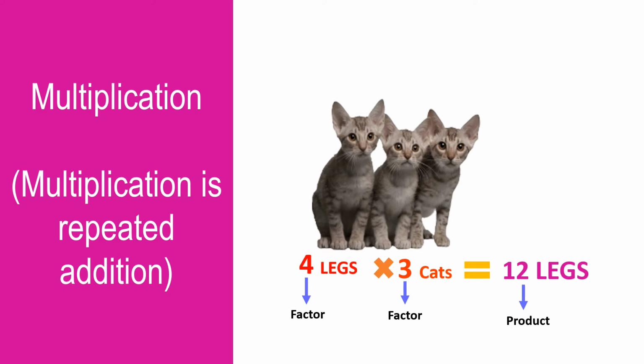As we have done this addition 3 times, we have repeated this addition 3 times in our previous slide. 4 legs plus 4 legs plus 4 legs, right? So it is repeated addition. Now what we are doing? We are multiplying 4 by 3 and we are getting the same answer. This is called multiplication.